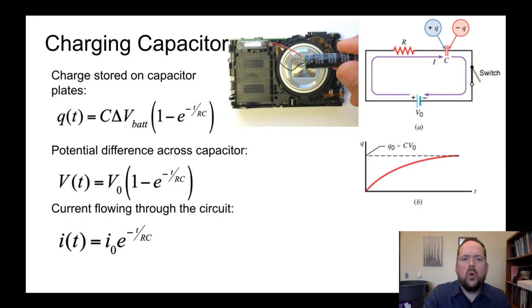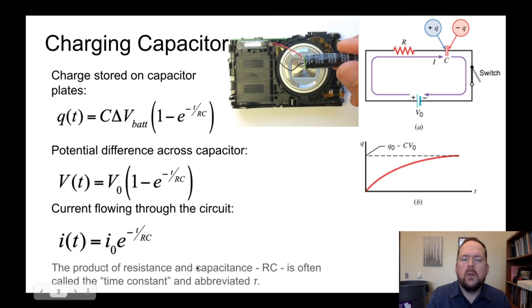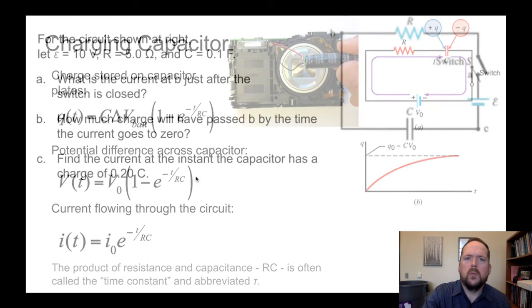So I just want to show how you would use these mathematical models to solve a couple of problems before we wrap up this lecture. Just one comment, that product of resistance and capacitance in the denominator is often called the time constant when you're talking about capacitor problems, and it's often abbreviated with the Greek letter tau instead. So we'll make use of that in one of these sample problems.